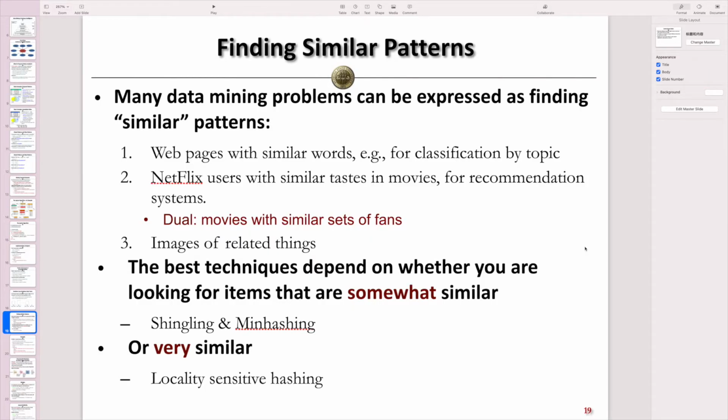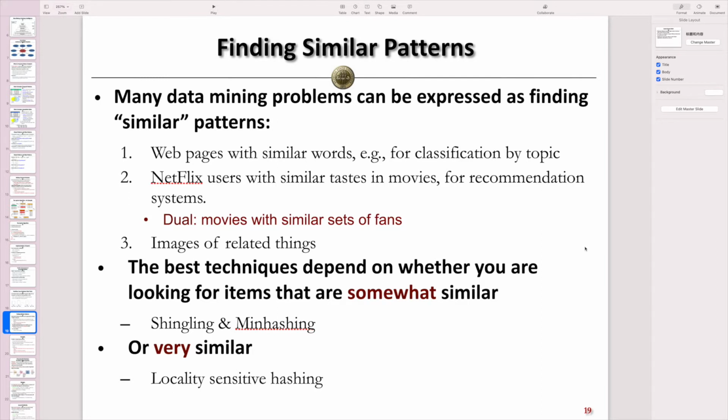Okay, so welcome back. Besides the frequent pattern mining problem we mentioned before, another important problem studied in data mining by database people is finding similar patterns. Many data mining problems can be expressed or defined as finding similar patterns. Let's look at some examples.